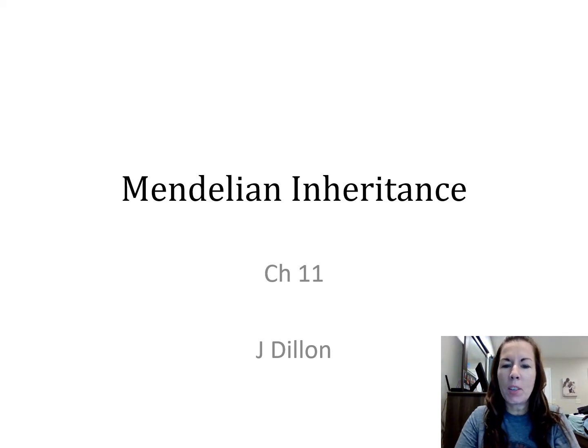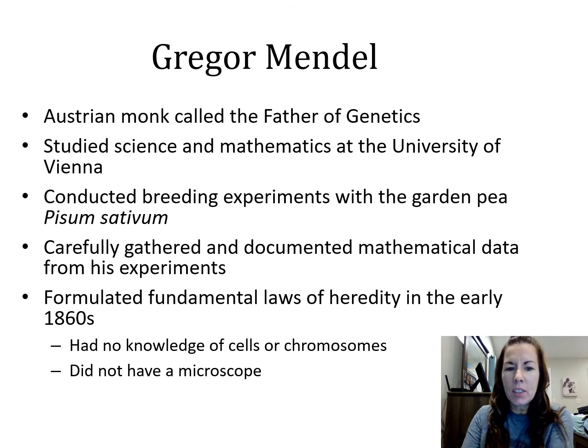So this is all about Chapter 11 on Mendelian inheritance. Essentially, way back in the day, Gregor Mendel, an Austrian monk, was given the title the father of genetics. He studied science and mathematics at the University of Vienna, and his research was exclusively on the garden pea plant, and that is what gave us all of our knowledge about inheritance.